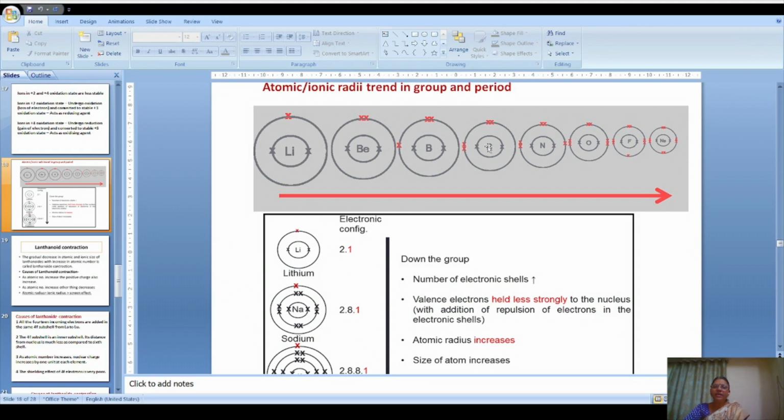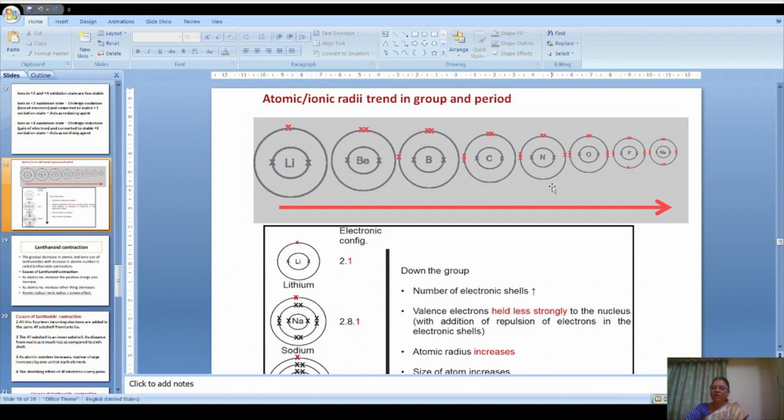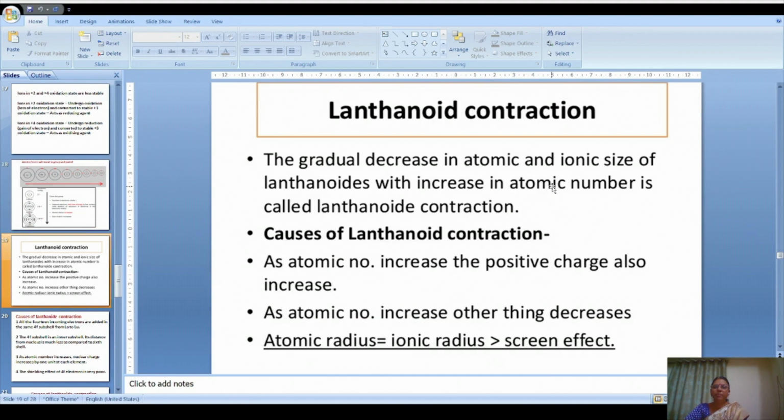Atomic and ionic radii in a period: we can see that the number of shells remains the same, electrons are added in the same shell, so there is no addition of an extra shell. As the atomic number increases, the nuclear charge increases, and this increased nuclear charge pulls the electrons inward, so atomic size decreases. So this is the general trend in atomic and ionic radii in group and in period.